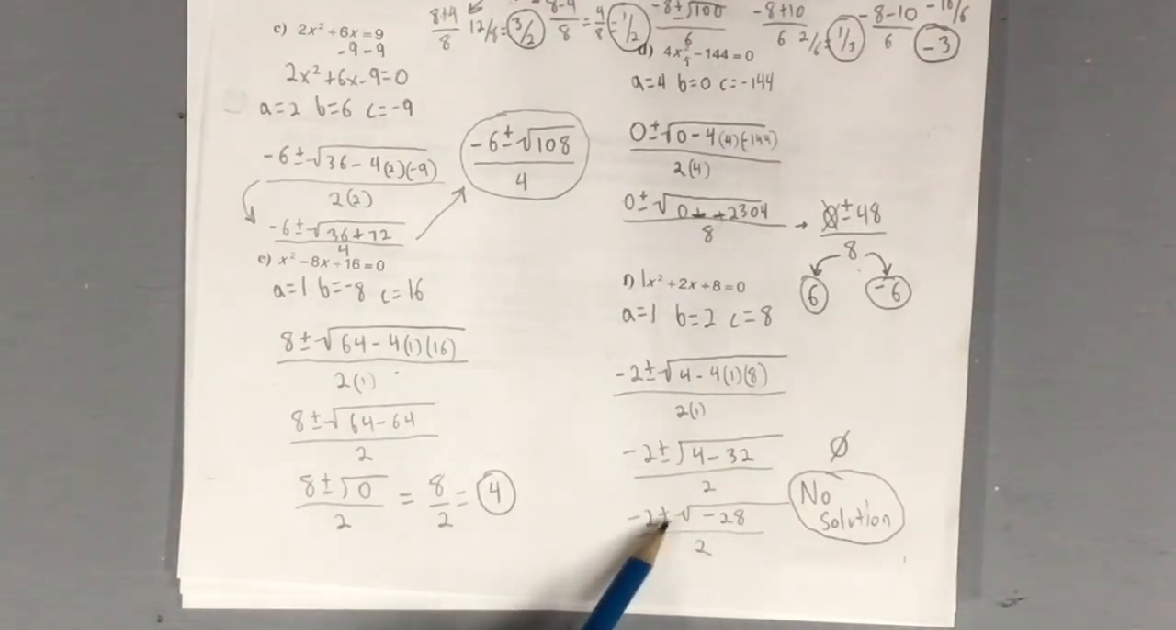A negative number inside the square root is not your answer. It doesn't mean that we just leave this. Our answer is no solution. There is no way for this to work.